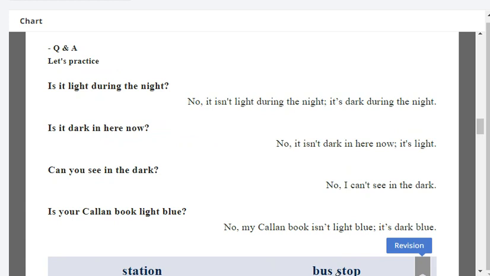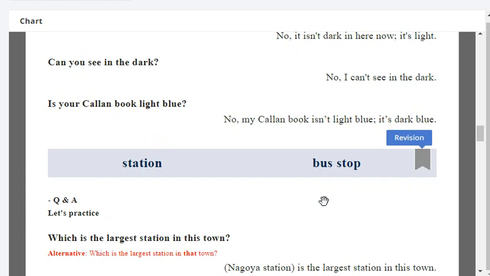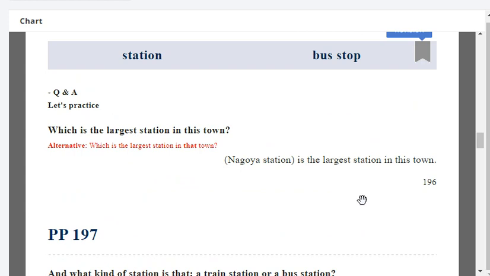Can you see in the dark? No, I can't see in the dark. Is your Callan book light blue? No, the Callan book isn't light blue. It's dark blue. Very good. Okay. Which is the largest station in your town? It's a train station. Okay, so let's say ABC station. ABC station is the largest station in my town. Very good.